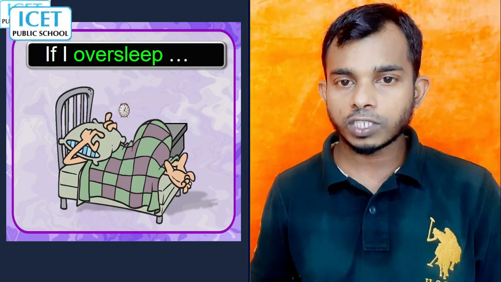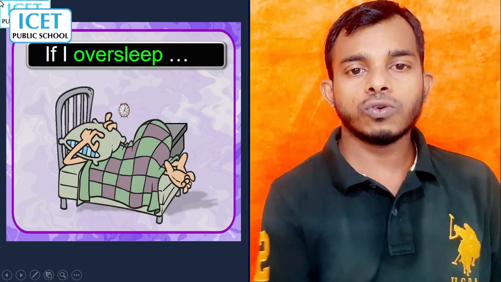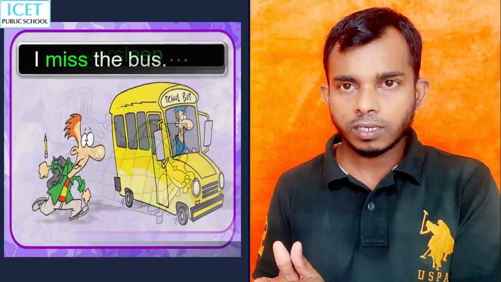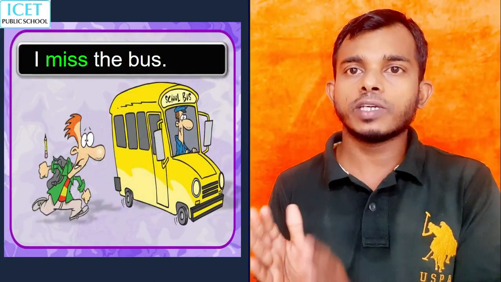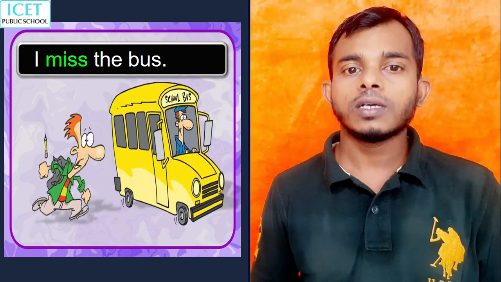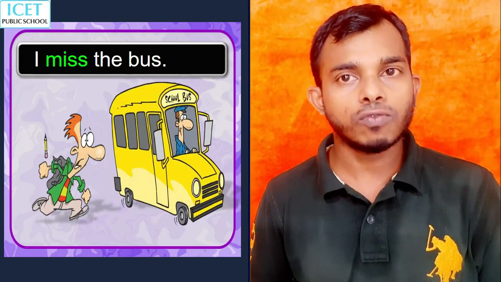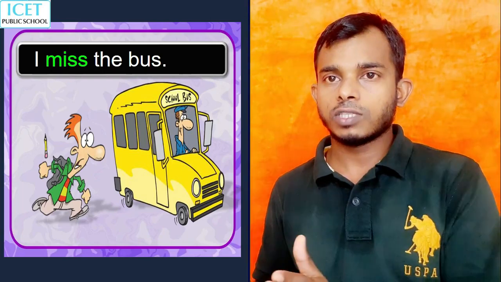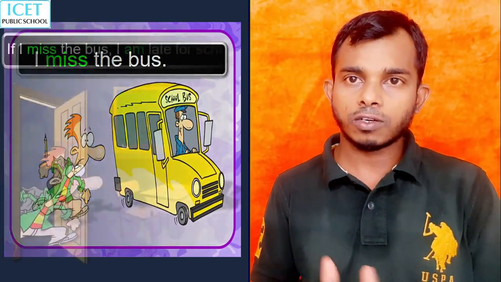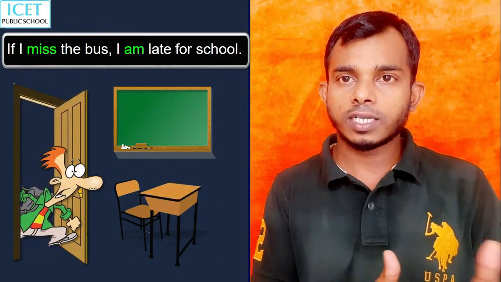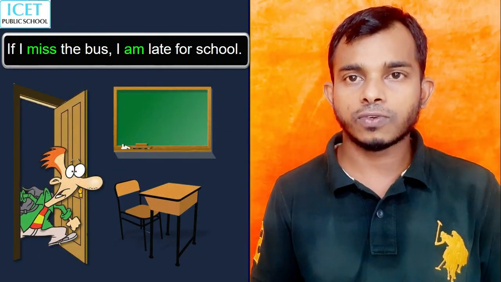If I oversleep. "If I oversleep" is written in simple present tense. So you can write the main clause of the sentence very easily. If I oversleep, what will happen? The rest should be written, only our condition is that it should be written in simple present tense. I miss the bus. If I oversleep, I miss the bus. Now the sentence is completed. So both the clauses have been written in simple present tense form.